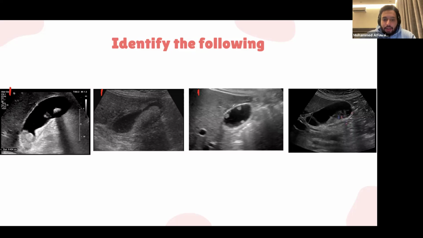Polyp. Good. How can you tell the difference between polyp and stone clinically? What do you ask the patient to do? Gravity. You ask them to move. Good. Polyp is fixed. Stone is not fixed. It'll move when the patient moves. How about this patient?